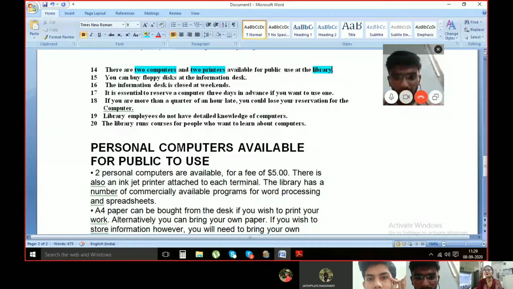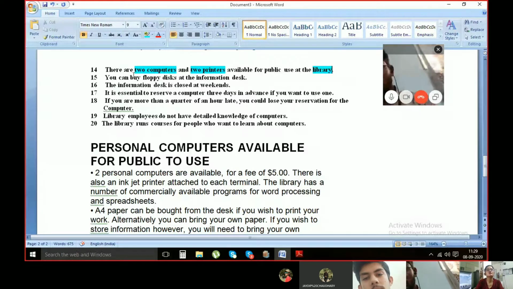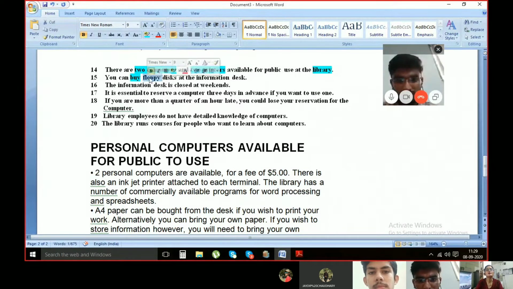As I said to you before, I'll read two questions. Now for saving my time, the second question is: you can buy, means you can purchase, floppy disk. Floppy disk is a proper noun, so 100% it would be in the passage. That's why I'm marking keywords, just to save my time. At the information disk means at the information disk you can go and buy the floppy disk.